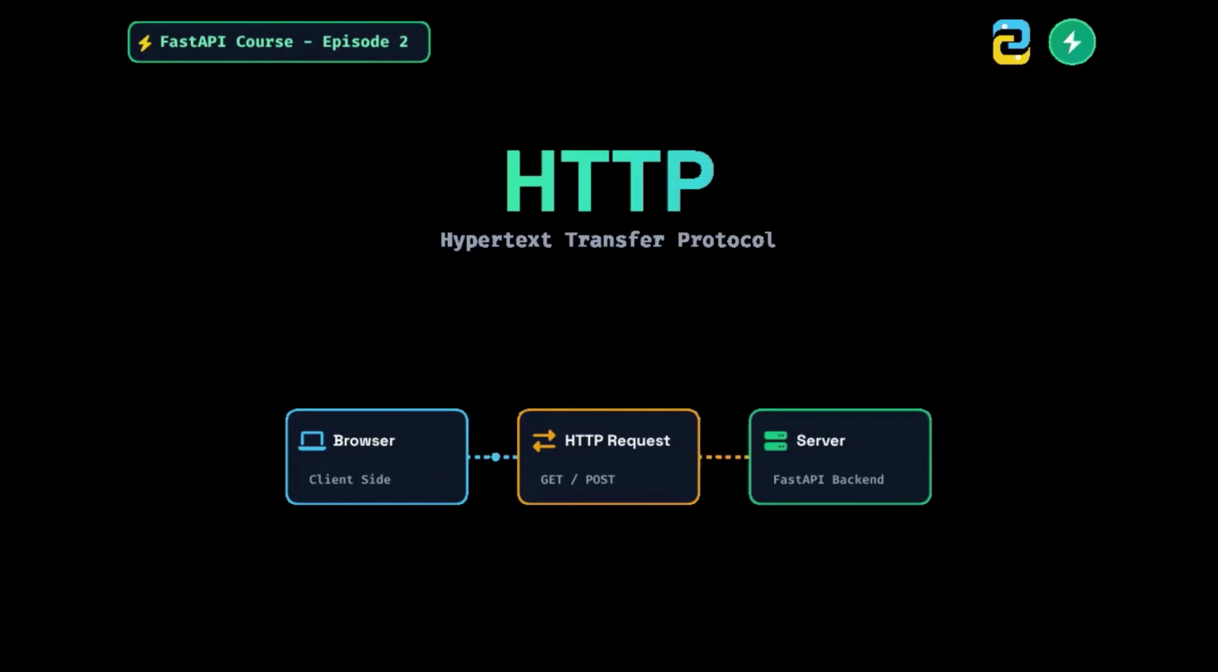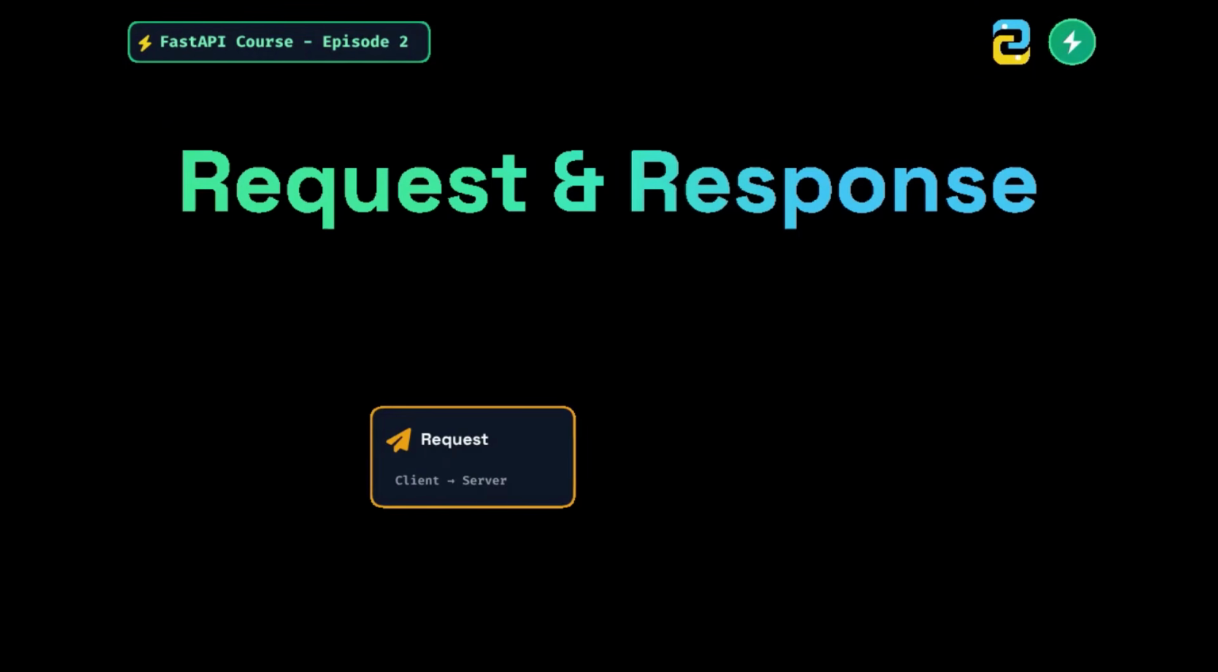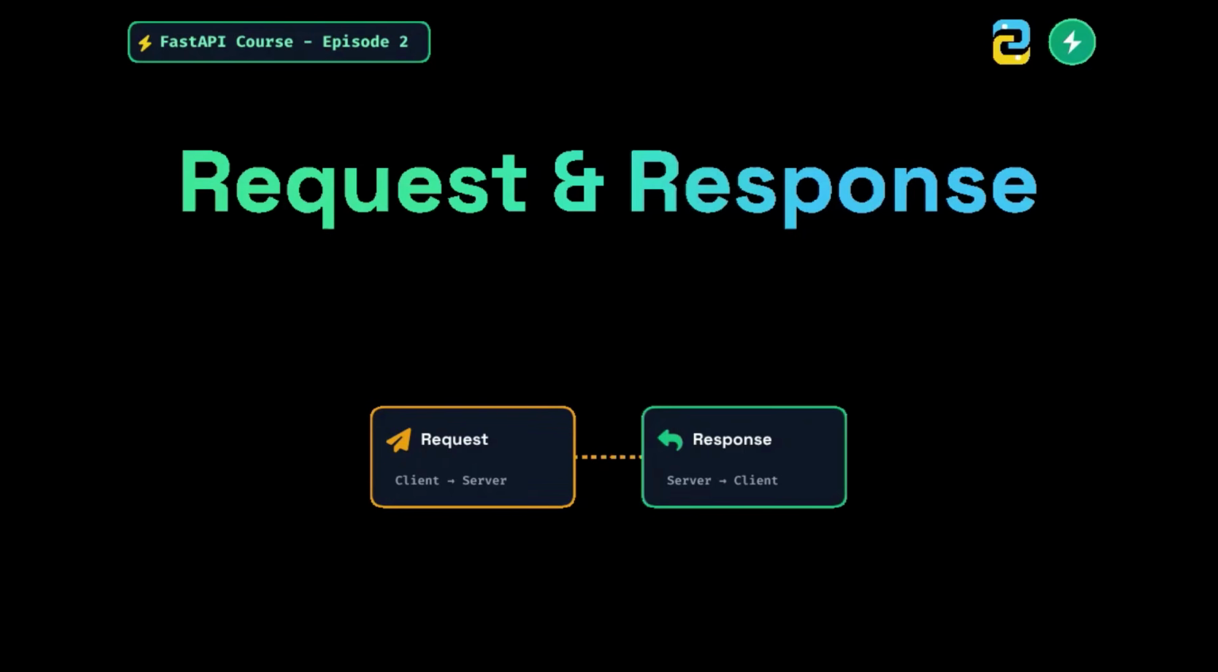This gives us the next important concept. Every API interaction generally has two sides. The request is what the client sends to the server. The response is what the server sends back. Let's use a simple example from our project. Suppose we want to create a document.